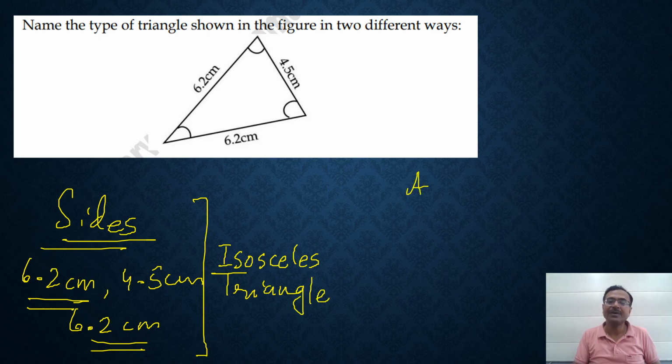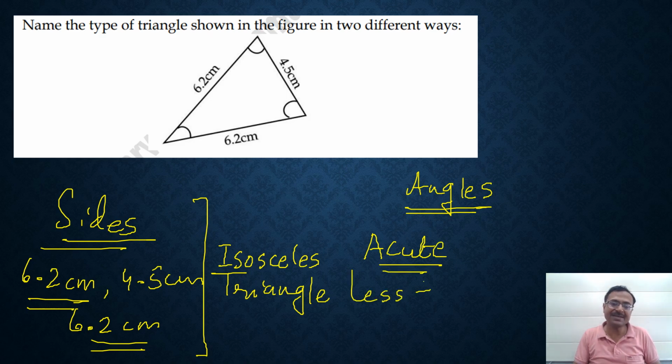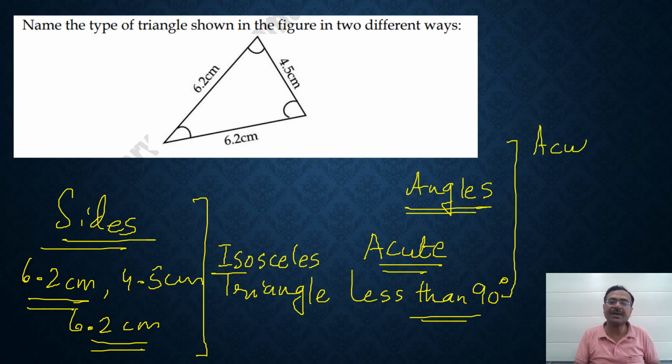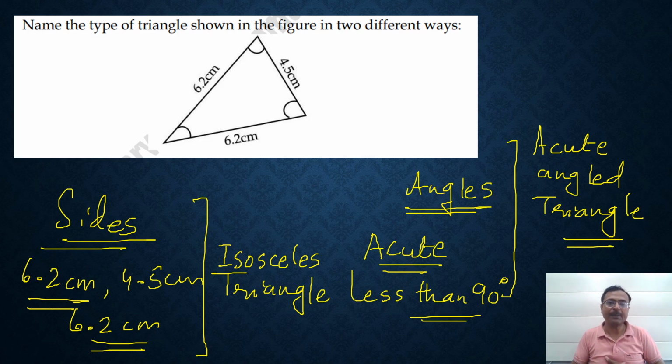But what about the criteria of angles? All the three angles here are acute, less than 90 degree, less than 90 degree. And when all the three angles of a triangle are less than 90 degree, you name the triangle as an acute angled triangle. And that's the two ways in which you can name this triangle: the isosceles triangle based on the length of the sides, and the acute angled triangle based on the measure of its angles. Let's see some more questions.